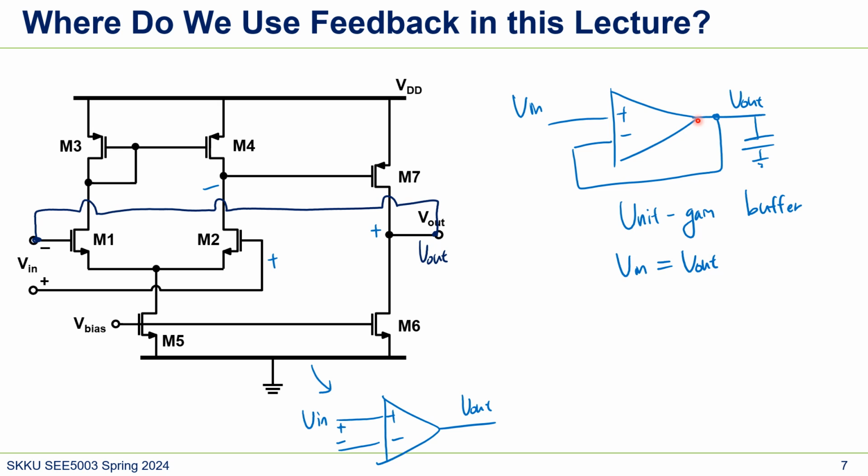So there's a lot of application. Also, we can use some resistors, so we can make some gain too, right? So anyway, in analog circuits, we use feedback, and this circuit can be a good example of using feedback.